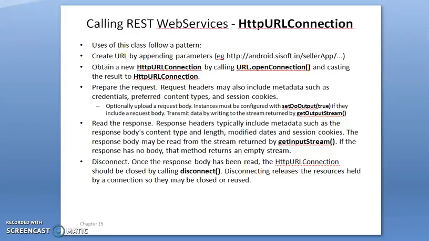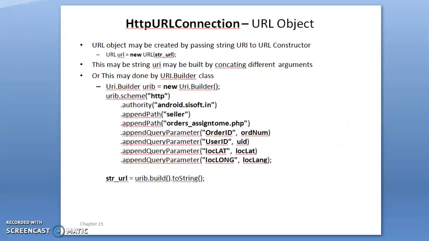Let me go over each step, like creating the URL. A URL object may be created by just passing a string URL to the URL constructor. That is, URL url is equal to new URL, and then we can pass any string URL. This string may be formed by string concatenation or string methods, or we can use the Uri.Builder class to make this kind of string URL.